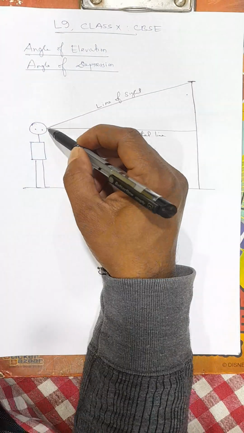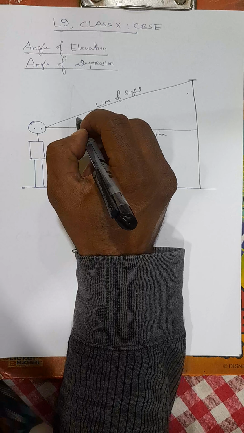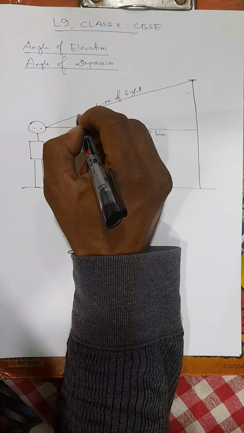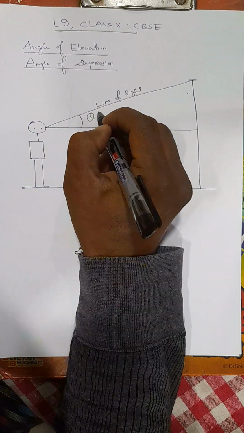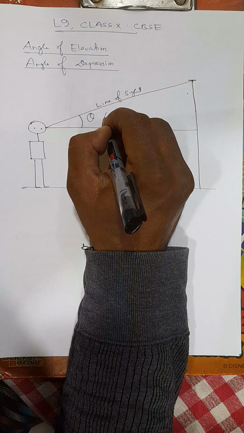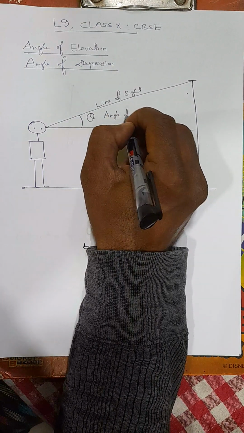This is the position of your eyes. Now we got an angle in between the line of sight and the horizontal line. This is theta. So this angle is called the angle of elevation.